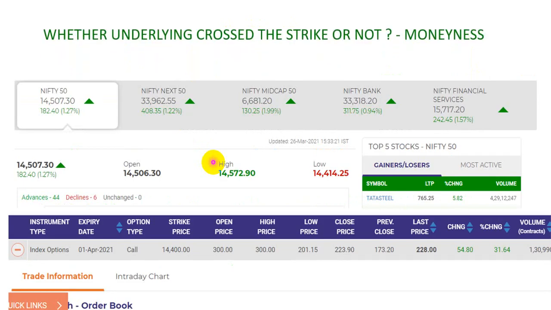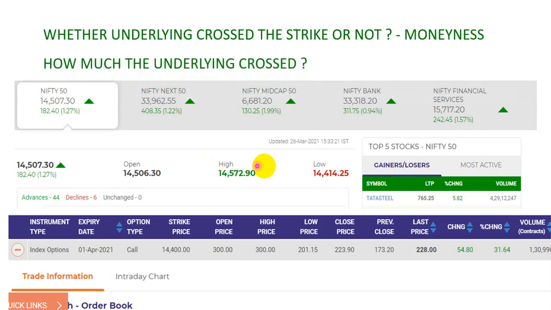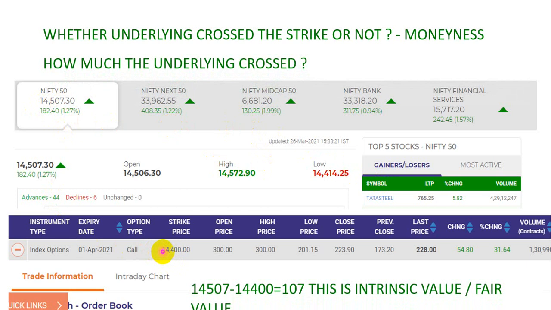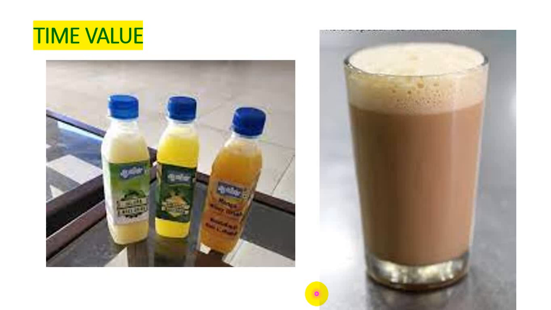Now, next question. Whether the underlying crossed or not, we understood. Yes, it is called moneyness. How much it crossed, that also we have to see. That is the next question. So I have taken an example: Nifty at 14,507 spot price. The strike which I have chosen is 14,400. It crossed by 107 points. That means this 107 is the fair value. Then what about the remaining value? This is nothing but the time value.